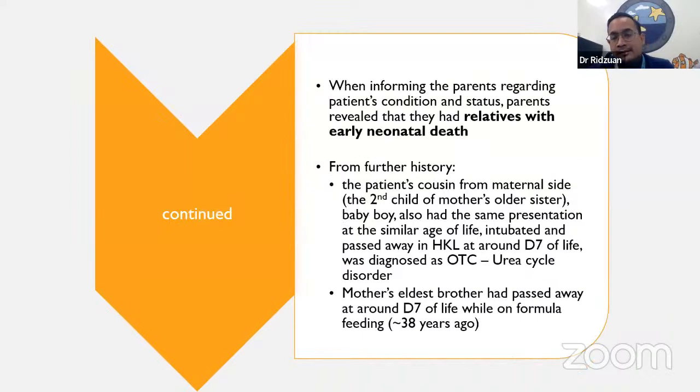When we were informing the parents regarding the patient's condition and status, the parents revealed that they had relatives with early neonatal death. From the further history, the patient's cousin from the maternal side, which is the second child of the mother's sister, a baby boy, also had a similar presentation at a similar age, was intubated and passed away in HKL at around day 7 of life. The diagnosis was ornithine transcarbamylase deficiency, which is part of the urea cycle disorder. The mother's eldest brother also passed away 38 years ago at day 7 of life after formula feeding.